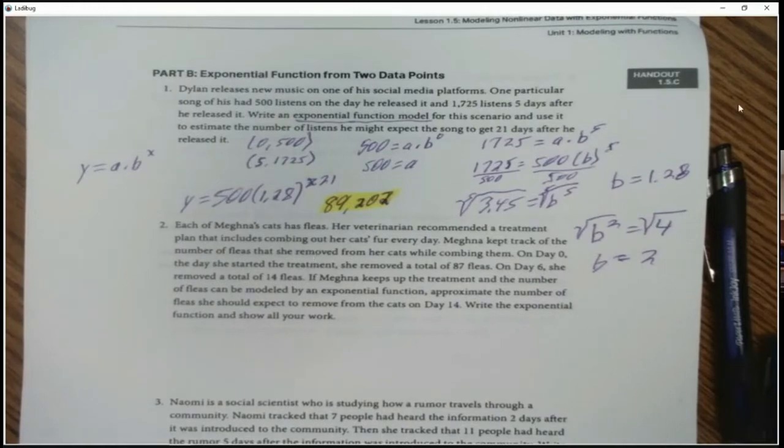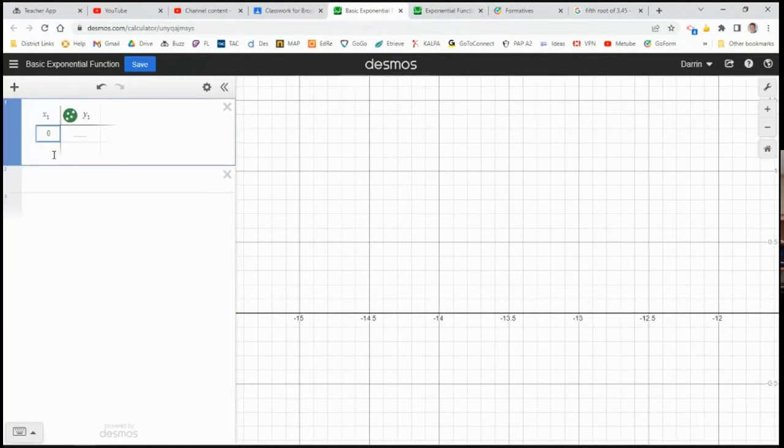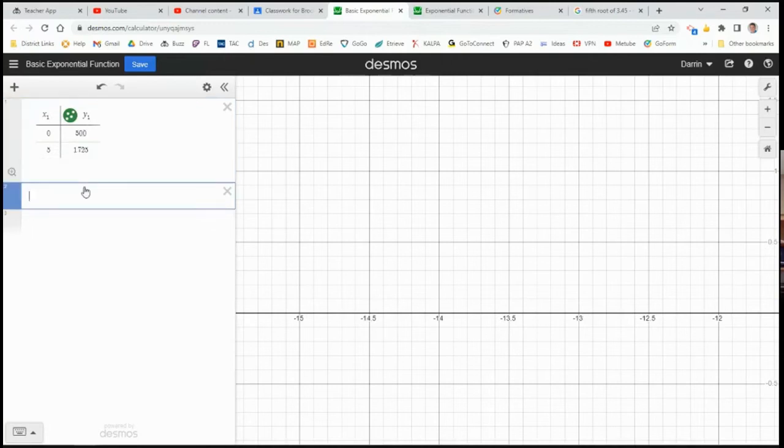Now let's see, just for our sake, what Desmos would do if we only have 2 points in our table and we tell it we want it exponential. Let's see how close it gets to the 1.28, because Desmos is pretty sharp. So if we only have 2 points in our table, and one of them is 0, and the other one is when x equals 5, and this is 500, and this is 1725, and we tell Desmos we want that exponential, a times b to the power of x, 1.28. It came up with the same thing.